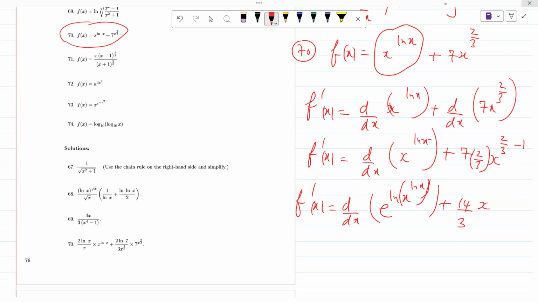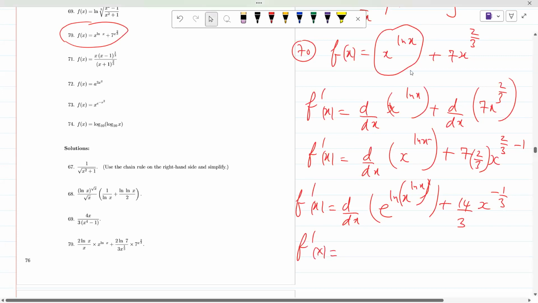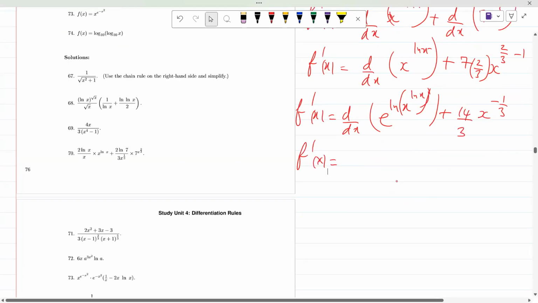And then what is 2 over 3 minus 1? It is minus 1/3. Right. So the little trick was just in differentiating the other part, differentiating this e part.